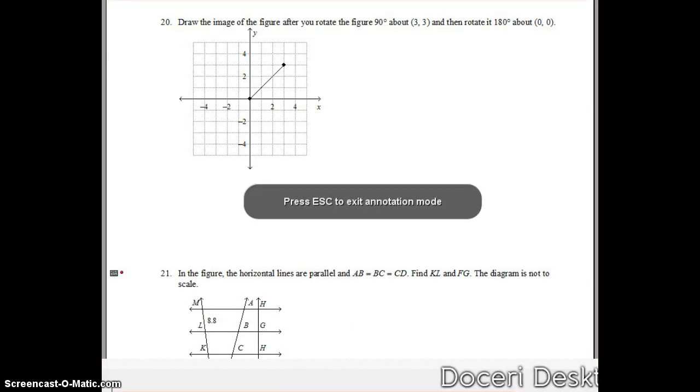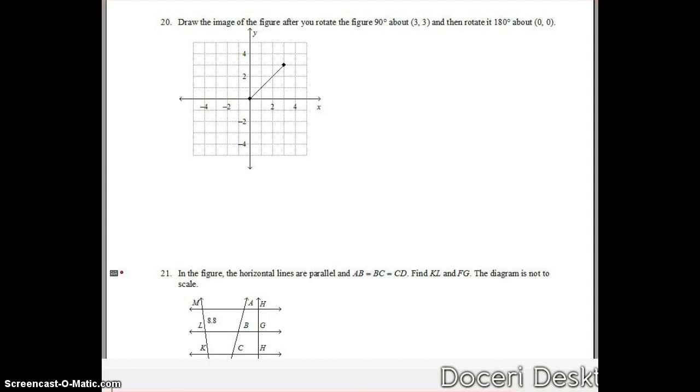Number 20 says draw the image of the figure after you rotate the figure 90 degrees about the point (3, 3) and then rotate it 180 degrees about (0, 0). So we're going to do the first thing, which is to rotate it 90 degrees about point (3, 3). Point (3, 3) is right here. And so we're going to take this whole line and rotate it about that point. But you start by just rotating the other end of the segment, and then you can just connect the dots.